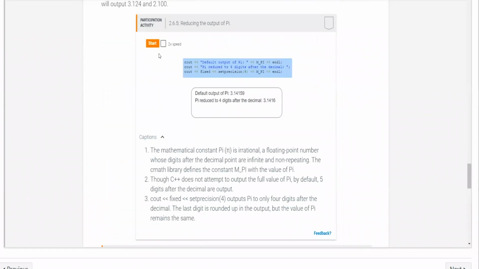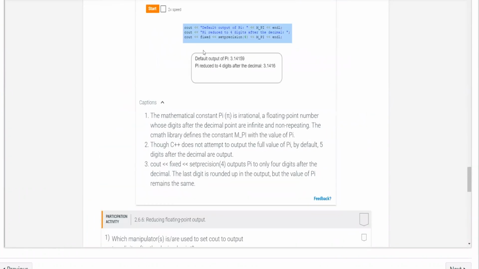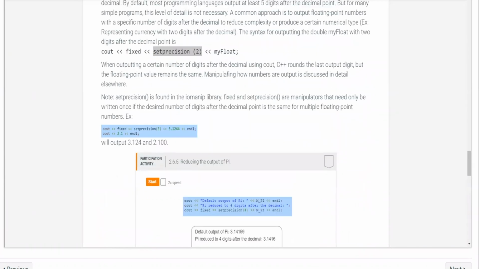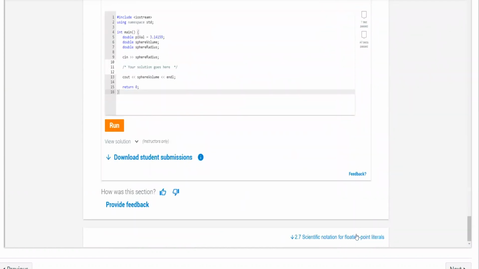So let's move on. These are things I would ask you in the test as well. If I want to print just a 2-digit number, how do I do that? Make sure you're using set precision. All right, those are little things.